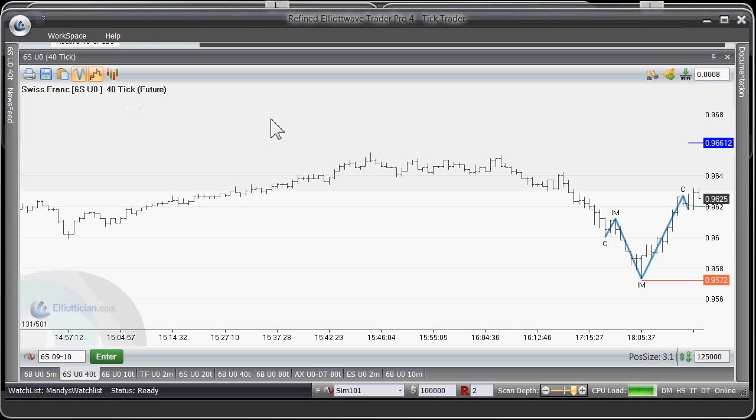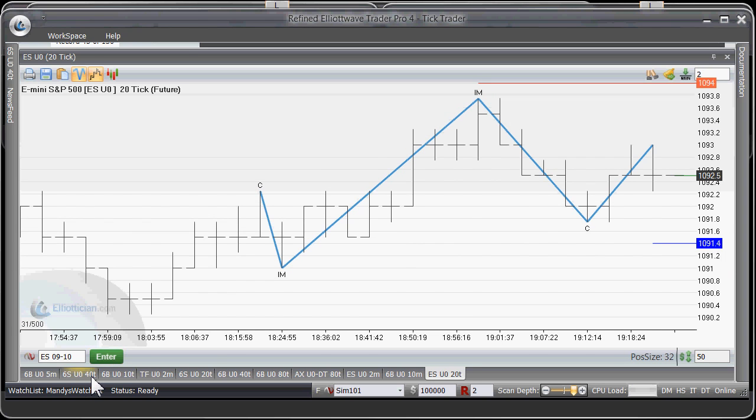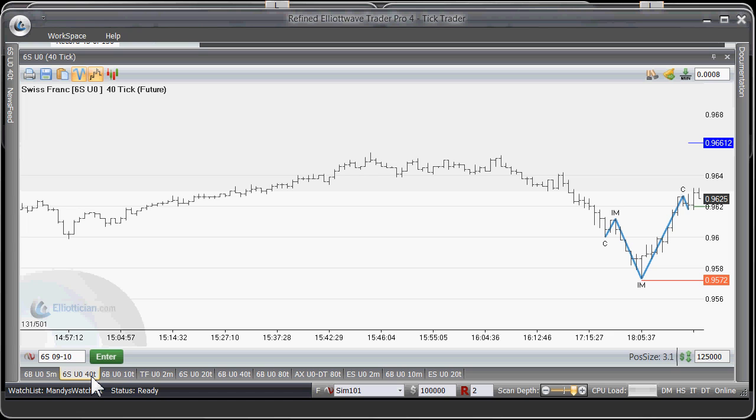It's a 40 tick chart. It's going to take a little while to play out, but we're really looking for that to show more sideways move before we would get into that one.